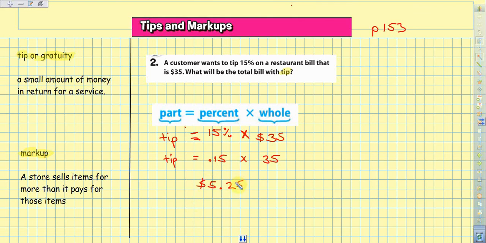Not done. I'm not going to pay $5.25 for my meal when my meal actually costs $35. This is an addition: a small amount of money in return for service, plus the food. So I'm going to take my $35 and add it to my $5.25, and that's going to be my total.